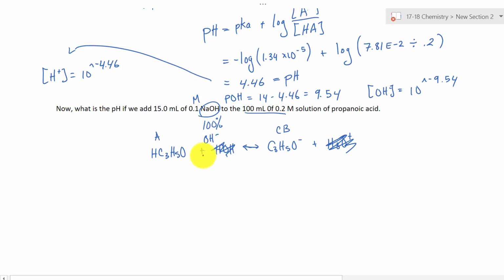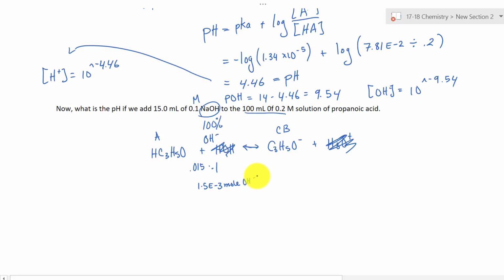Now, can we solve for this in terms of moles? Every time we calculate for changes, it has to be in terms of moles. Well, that's pretty easy. We take the 15 milliliters. Well, to convert this to moles, it's pretty easy. We take the volume times the molarity. Well, convert to liters first. We have 0.015 times 0.1. And that gives us 1.5 e to the negative 3. Okay, that is the number of moles of OH minus.